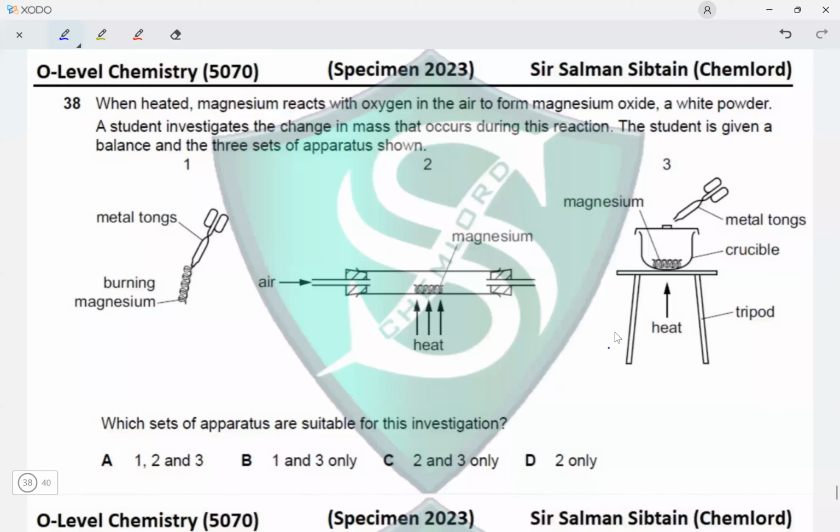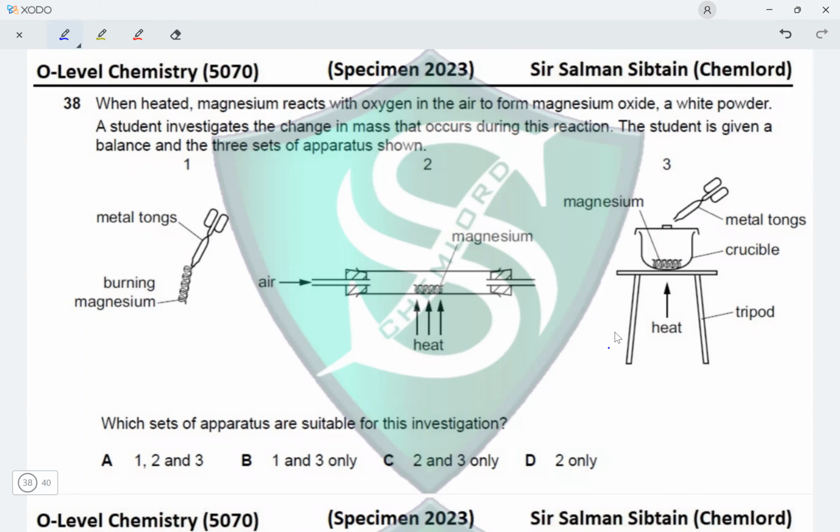Question 38. When heated, magnesium reacts with oxygen in air to form magnesium oxide, a white powder. A student investigates the change in mass that occurs during this reaction. The student is given a balance and three sets of apparatus shown. So basically, the experimental procedure that must be employed must have a way of measuring the mass of the solid.